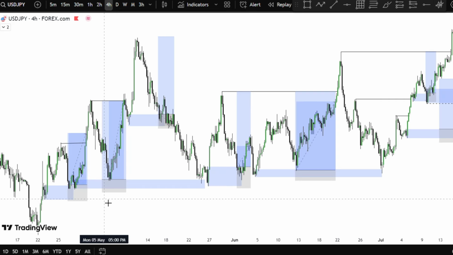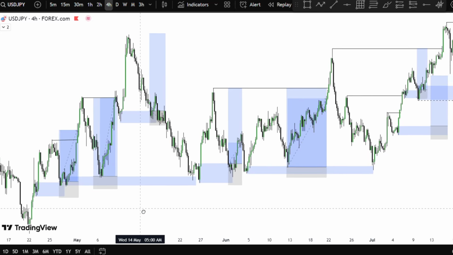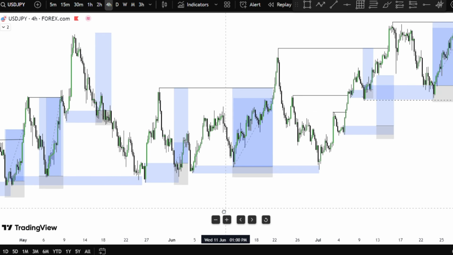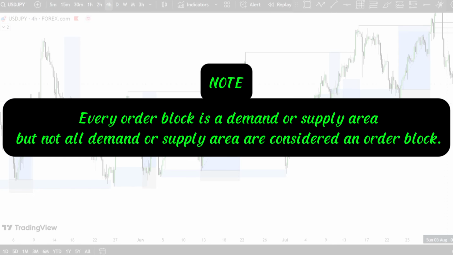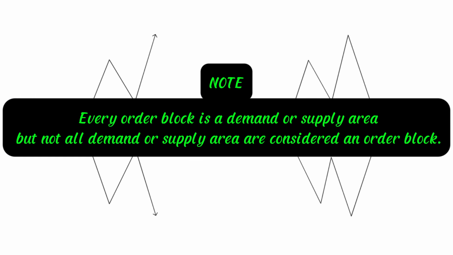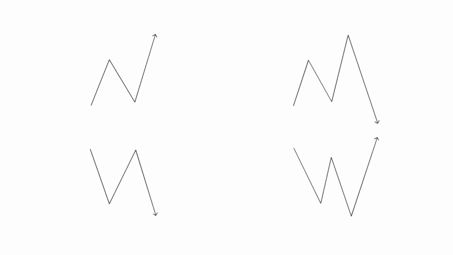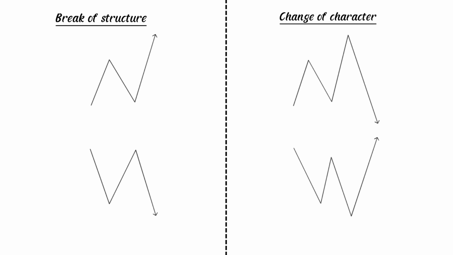After our backtesting, we notice that there are certain criteria a zone must meet before considering it as a valid order block or tradable order block, because every order block is a demand or supply area, but not all demand or supply areas are considered an order block. First of the criteria is a break of structure, or change of character, if the case may be. To start choosing any area as your order block, a break of structure or change of character must be met. Price must break through a recent high or low. Any zone marked or referred to as an order block without a break of structure shouldn't be traded with this concept.